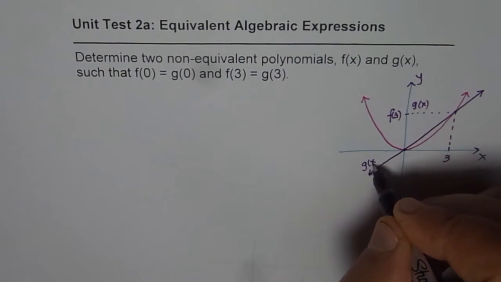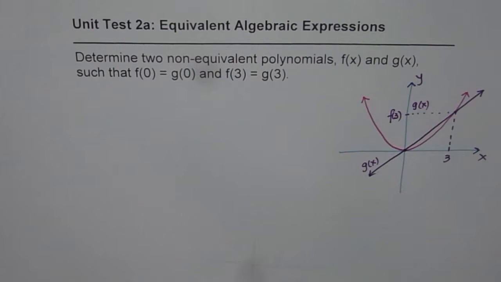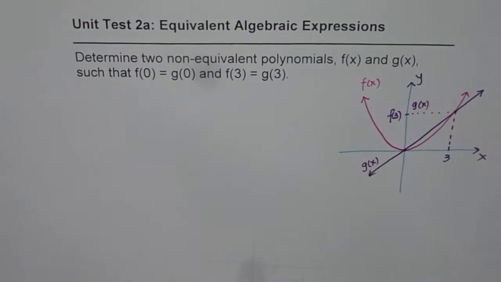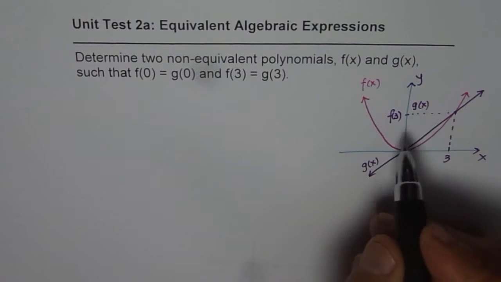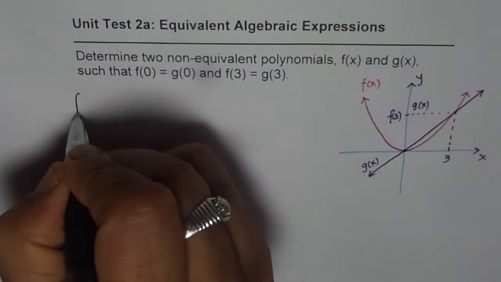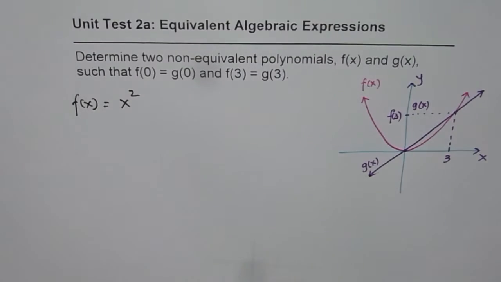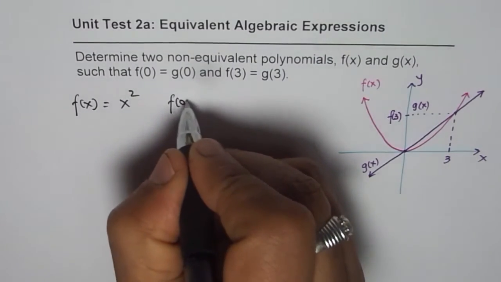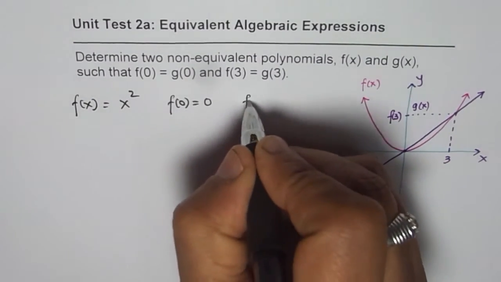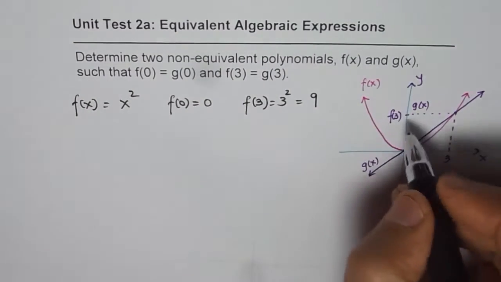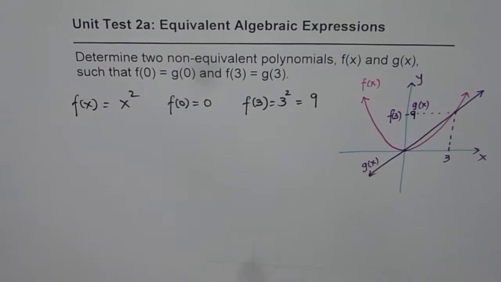That is how we should be in a position to get the two polynomials. This is the second function, g of x, and the first function is f of x. You can clearly see that these are non-equivalent polynomials. They are very different. To make things very simple, I'll consider f of x as equal to x squared. So it's a polynomial. What is f of 0? F of 0 is 0. And f of 3 is 3 squared, which is 9. So this value is 9 for us.